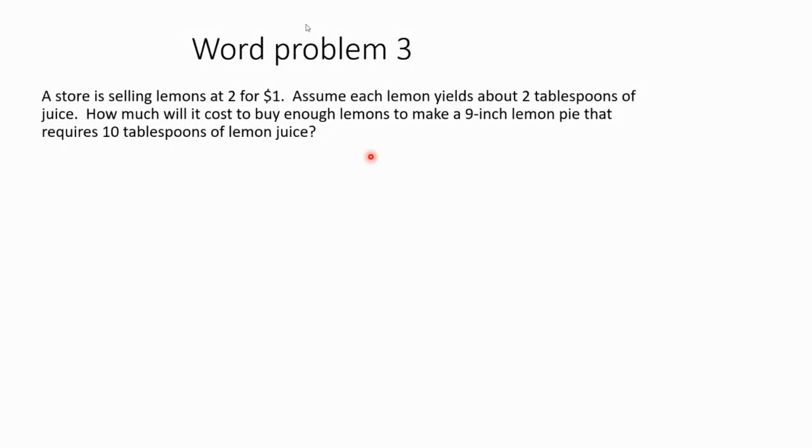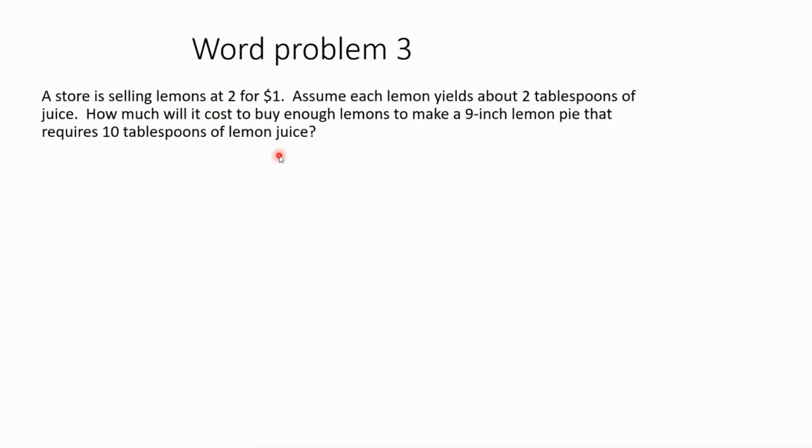All right. So a store, we're told, is selling lemons at 2 for $1. Okay, we're just told that. Assume each lemon yields about 2 tablespoons of juice. Okay, so we're making lemon juice, of course. Well, we're getting lemon juice, that is. Now the question is, how much will it cost to buy enough lemons to make a 9-inch lemon pie? One that requires 10 tablespoons of lemon juice.